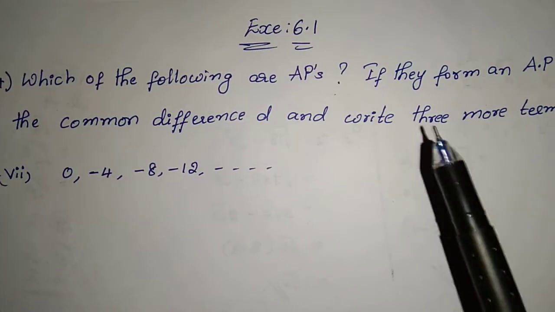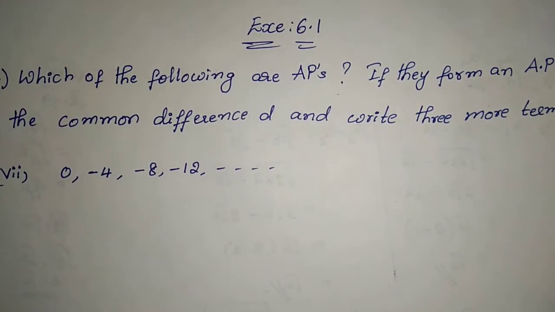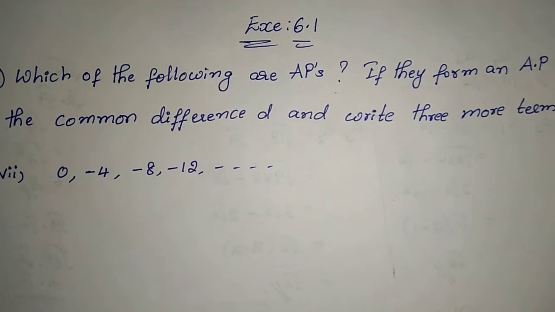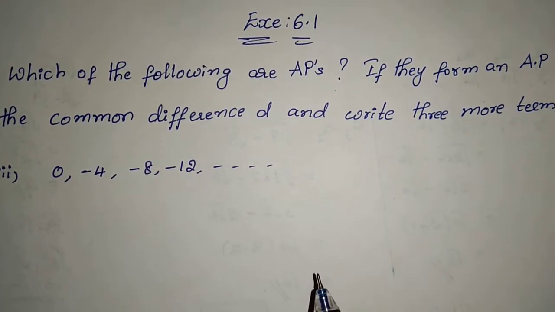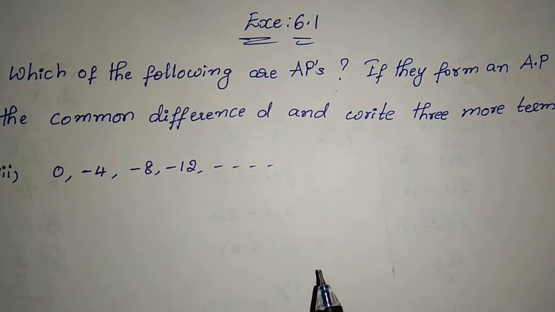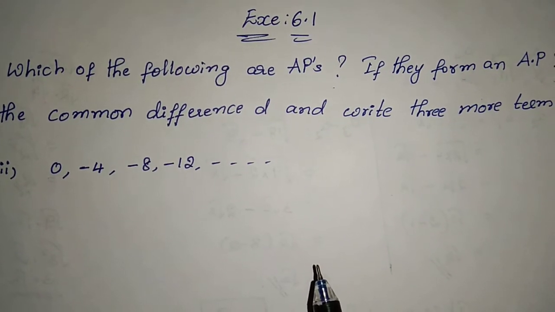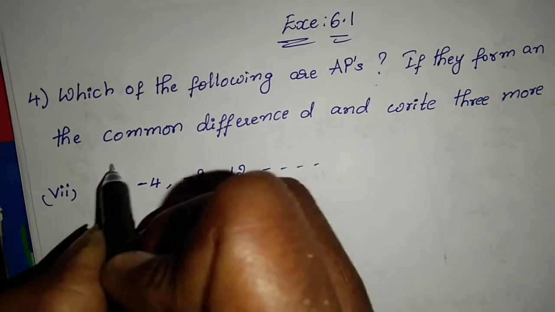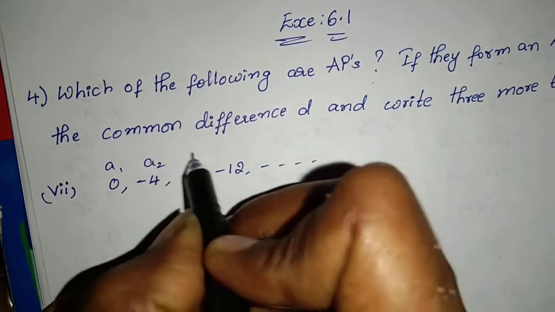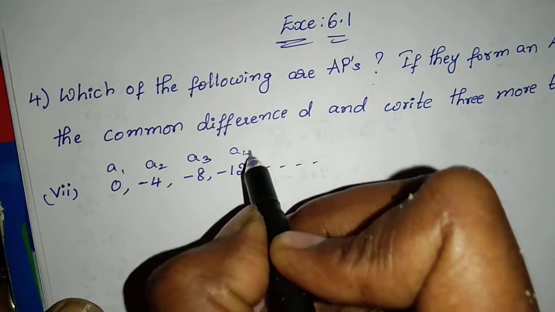In the same method, we have already done 6 problems. What do we have to do first? We have to find the D value, A2 minus A1 and A3 minus A2. If they are equal, then they are in AP. Then we have to find the next 3 more terms. What is the first step? Take these terms as A1, A2, A3, A4.